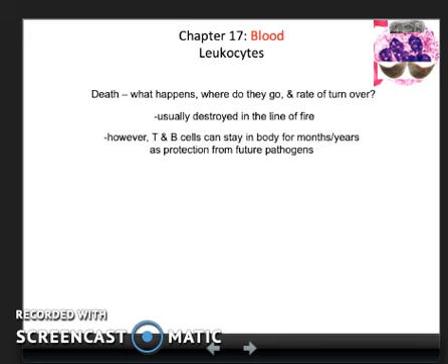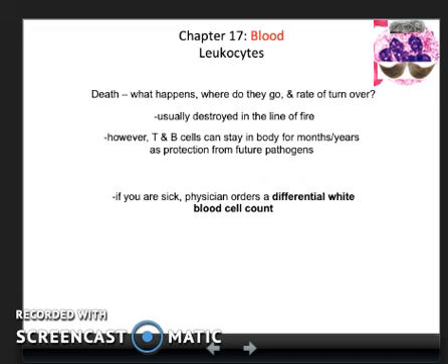T and B cells, there's always an exception. T and B cells can stay in the body for months or years as protection from future pathogens. Their memory. Again, this is why vaccines work, because they remember what we've been exposed to.